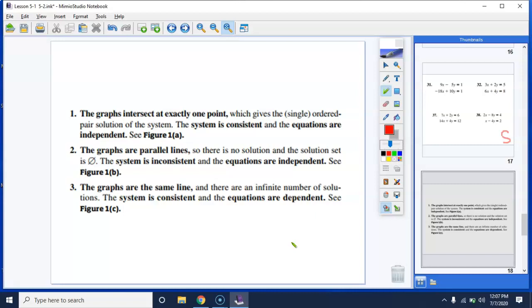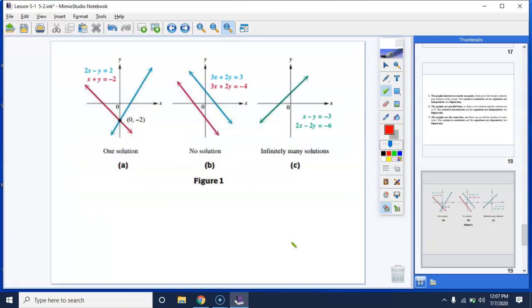Okay, folks, by graphing. So let's say I got this system of equations, 2x minus y equals 2, x plus y equals negative 2. We're going to graph them and see the intersection point. So that point is going to be my answer. As you see here, that's your intersection point, right? Which means that's my answer.